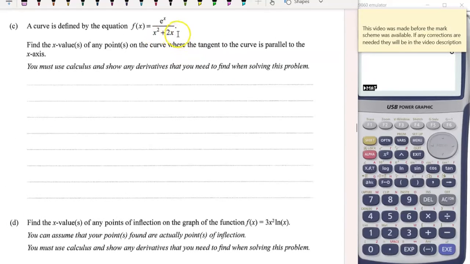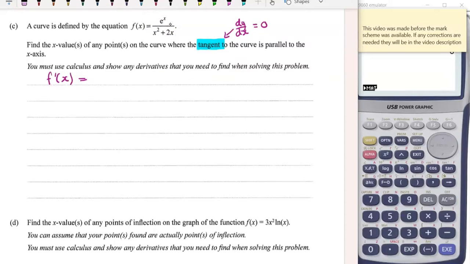Okay, for part C, we have this equation here. We want the x coordinates where the tangent is parallel to the x-axis. So tangent parallel to the x-axis means that the gradient dy by dx will be equal to 0 to make it a horizontal line. So in this one, we've got another quotient rule. We've got something over something else.